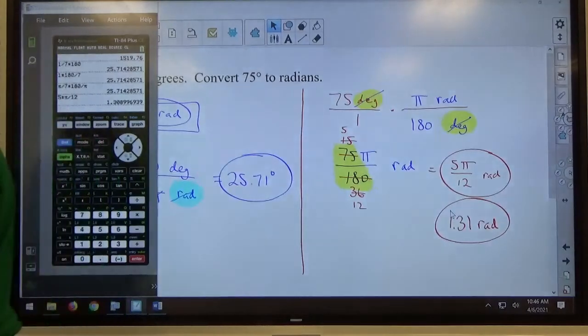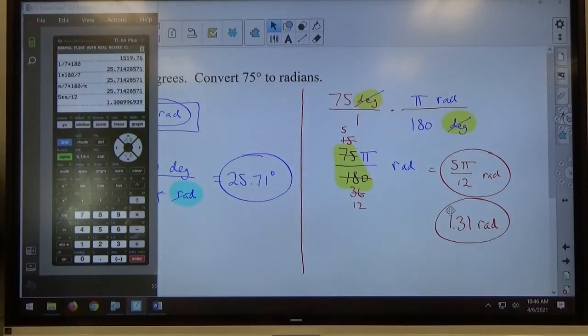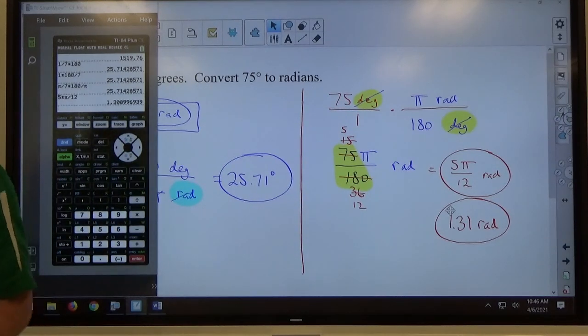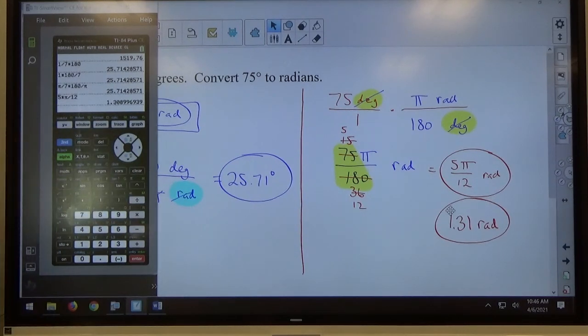Both answers are correct, but the 5 pi over 12 is exactly correct. 1.31 radians is approximately correct. The 5 pi over 12 is a better answer if I'm using it in math, but both answers will get me pretty close to the right answer. The approximate answer would give me just a little bit more error. So it's just a matter of how accurate you want to be with your answer. But again, they're both right.